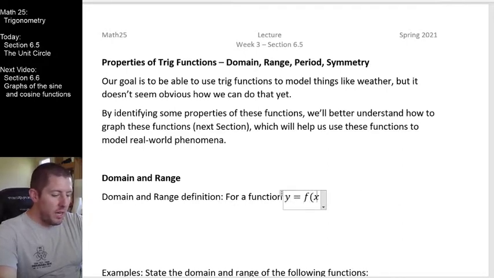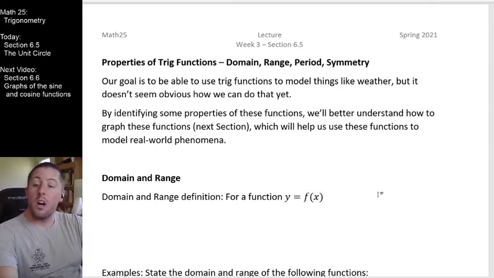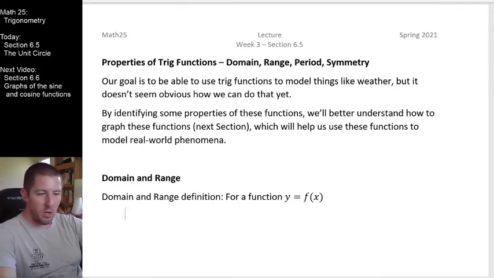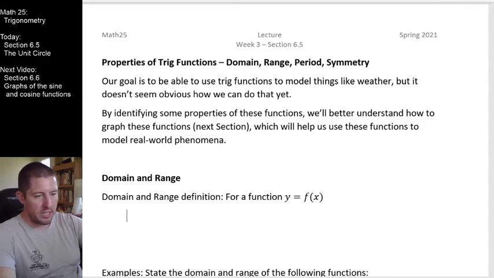Domain and range are properties of functions that say what you are allowed to plug in and what are all the things that you might get out. It's the inputs and the outputs. Not every function allows you to plug in any number, and there are lots of functions where there are numbers you could never possibly get out no matter what you plugged in. So it's inputs and outputs that is really the discussion happening here.